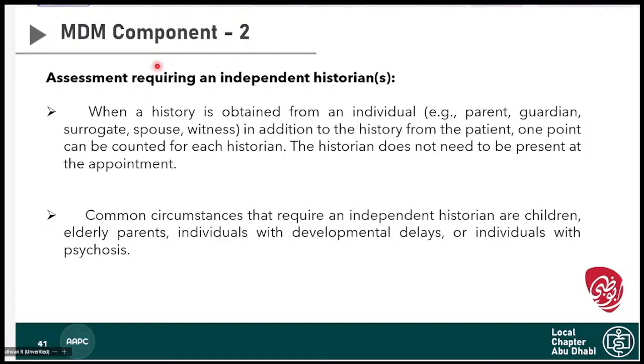So next we'll discuss assessment requiring an independent historian. An independent historian is the history obtained from either a parent, guardian, surrogate, spouse, or witness. Before considering this independent historian point, we need to think about two questions. Why can't the patient provide the history? It could be children, elderly patients, individuals with developmental delays, or individuals with psychosis conditions. Next, we need to look at the documentation for who provided the history apart from the patient. These two conditions we definitely need to check in the documentation to consider the independent historian point.